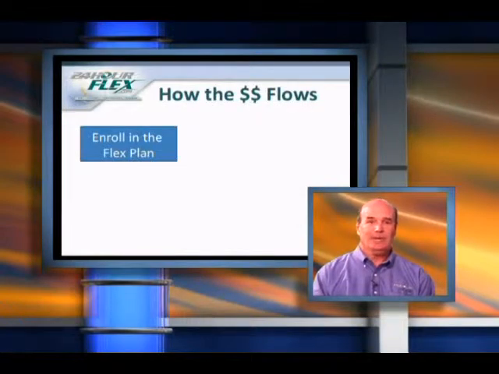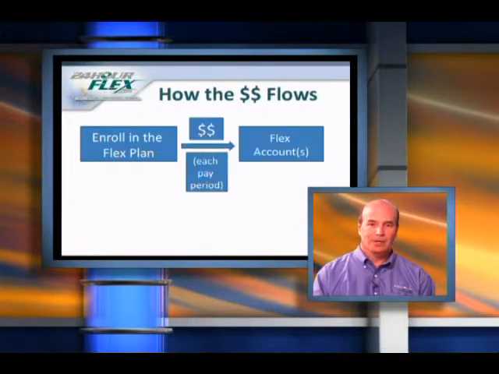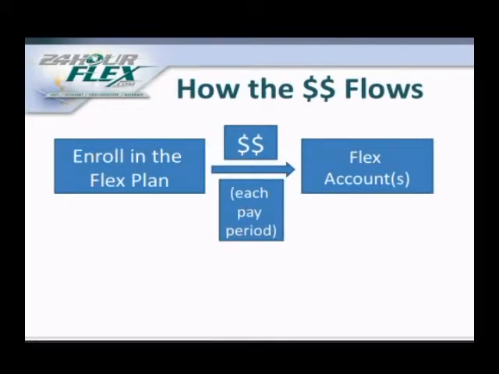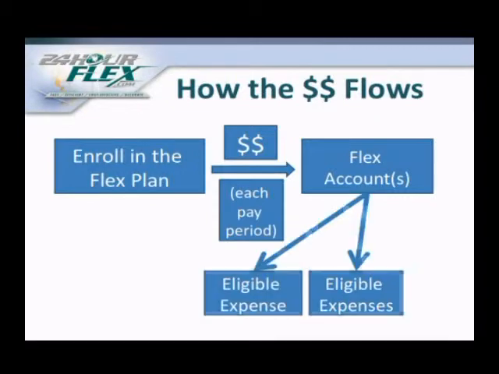Once you enroll, here's how the money flows. Following each pay period, a portion of your annual election is deposited into the flexible spending account. And out of that account, money is used to reimburse eligible expenses. What are some of these expenses? Well, they're numerous, but I will highlight just a few.